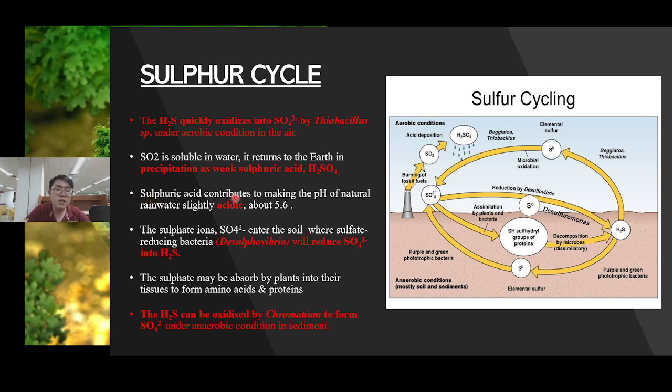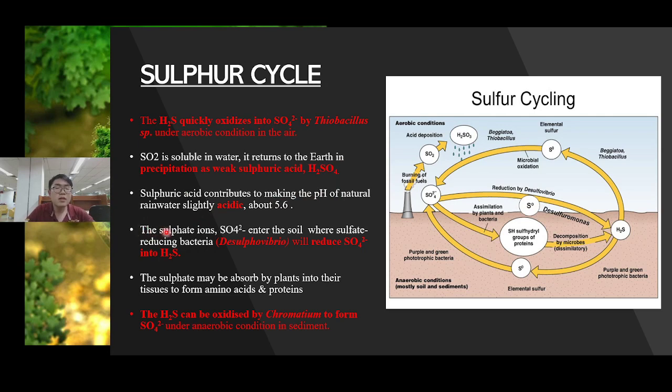And then the sulfuric acid contributes to the pH of natural water, which is slightly acidic at about 5.6. So it could cause acid rain when the pH is below about 5.6. This is how sulfuric acid rain occurs.